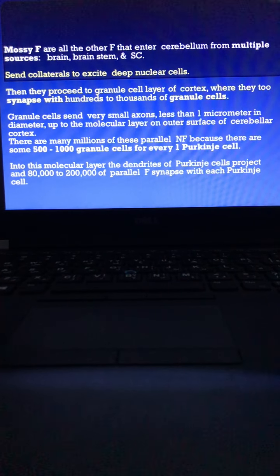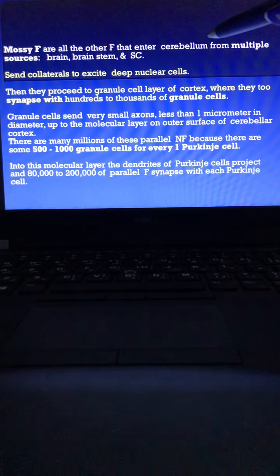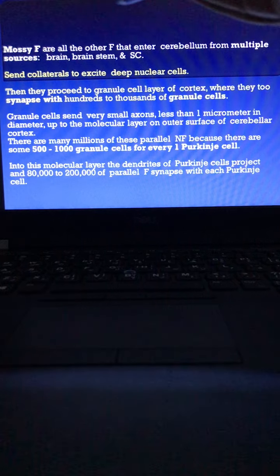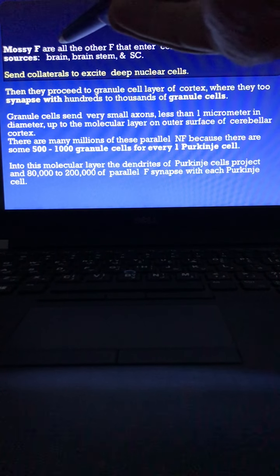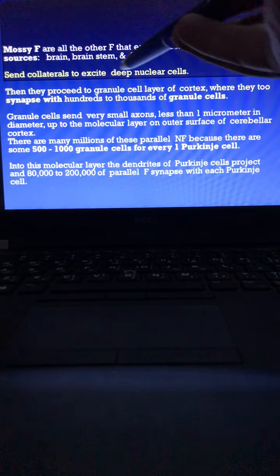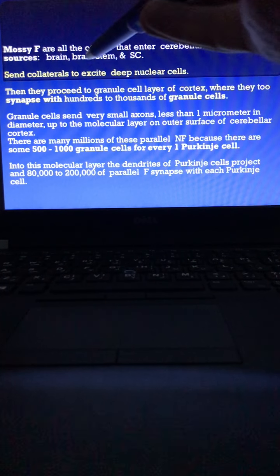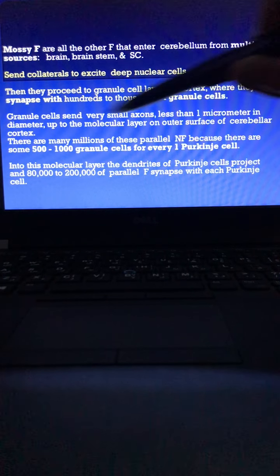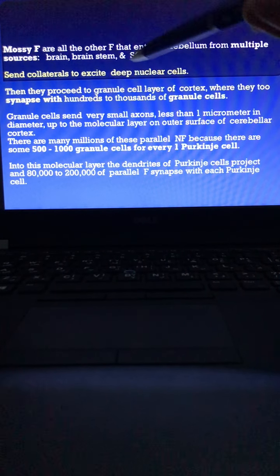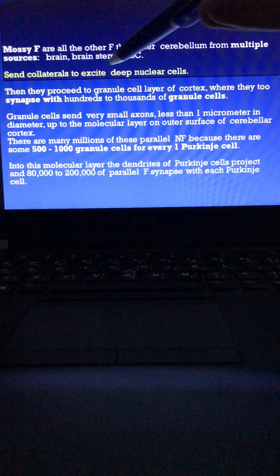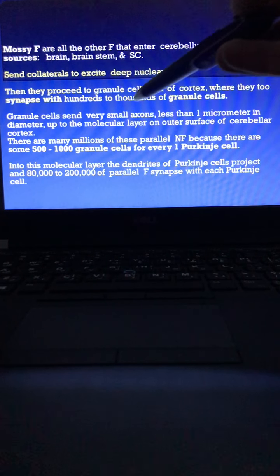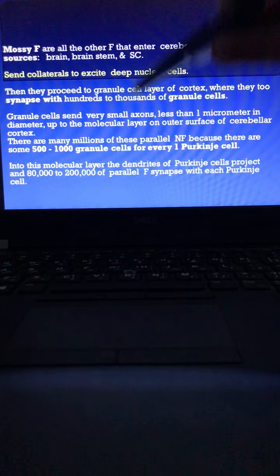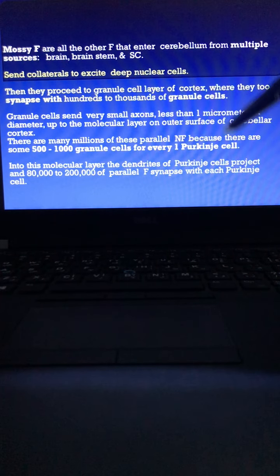Most climbing fibers, all the fibers that enter the cerebellum from multiple sources like the brain, brainstem and spinal cord, send collaterals to excite deep nuclear cells. Then they proceed to the granular cell layer of the cortex, where they synapse with hundreds to thousands of granule cells. Granule cells send very small axons, less than 1 micrometer in diameter, up to the molecular layer on the outer surface of the cerebellum.